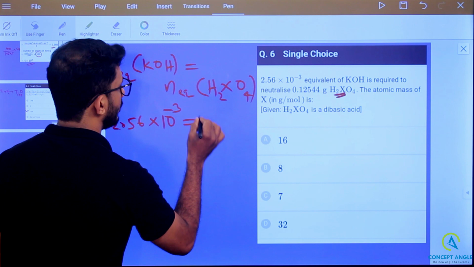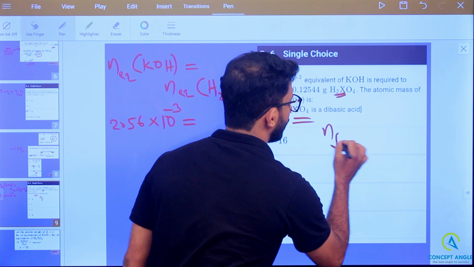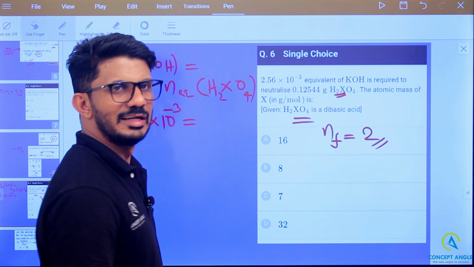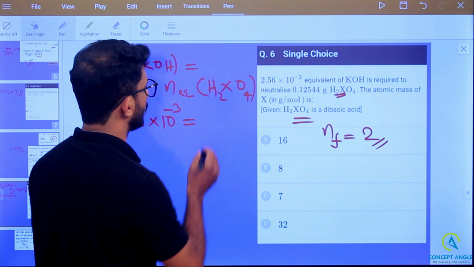നമ്പർ ഓഫ് ഇക്വാലൻസ് ഇസ് ഈക്വൽ ടു, ഇറ്റ്സ് എ ഡൈബേസിക് ആസിഡ്. ഡൈബേസിക് ആസിഡ് എൻ ഫാക്ടർ ഇസ് ഈക്വൽ ടു 2, ദ നമ്പർ ഓഫ് ബേസിക് H പ്ലസ് അയോൺ, ദ നമ്പർ ഓഫ് അസിഡിക് H പ്ലസ് അയോൺ, ബേസിസിറ്റി, ദറ്റ് ഇസ് 2. അപ്പോൾ നമ്മൾ എന്ത് ചെയ്യണം? മോളാർ മാസിനെ അതുകൊണ്ട് ഡിവൈഡ് ചെയ്യണം. സോ ഇവിടെ നിങ്ങൾക്ക് ഇതിൻ്റെ ആക്ച്വൽ മാസ് തന്നിട്ടുണ്ട്. സോ ദ നമ്പർ ഓഫ് മോൾസ് ഡിവൈഡഡ് ബൈ എൻ ഫാക്ടർ. സോ ദ നമ്പർ ഓഫ് മോൾസ് ഇസ് ഈക്വൽ ടു ദ ആക്ച്വൽ മാസ്. വാട്ട് ഈസ് ദാറ്റ്?